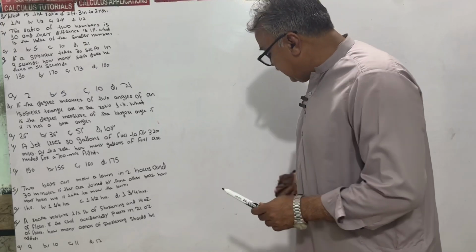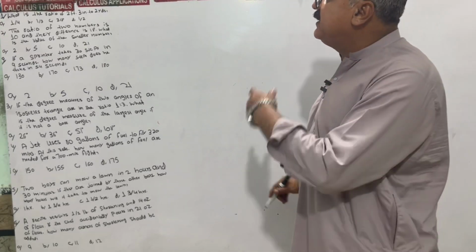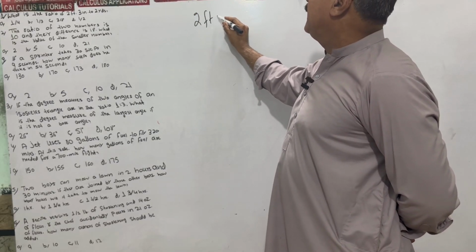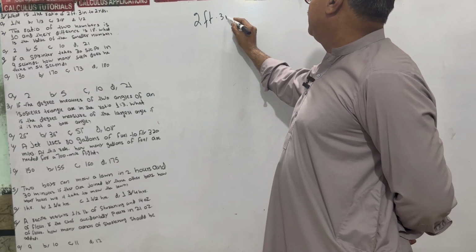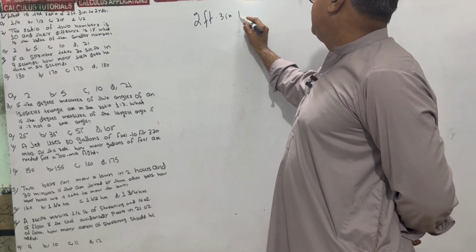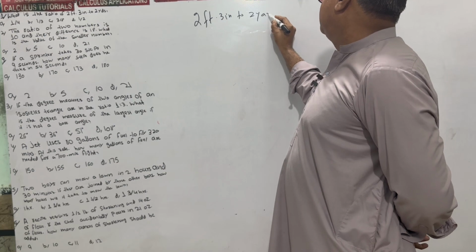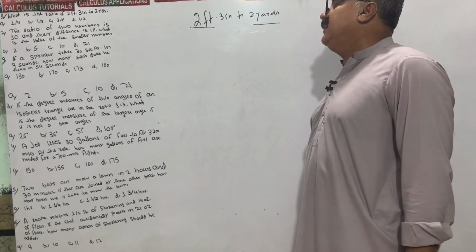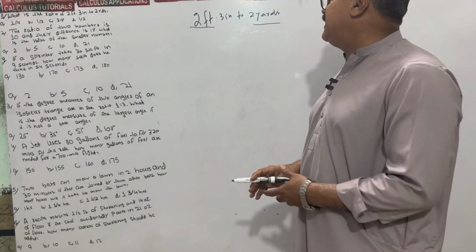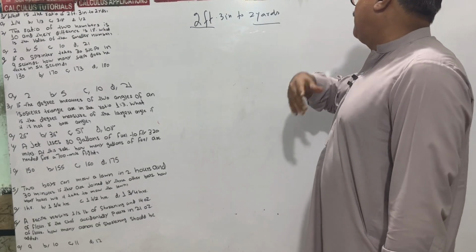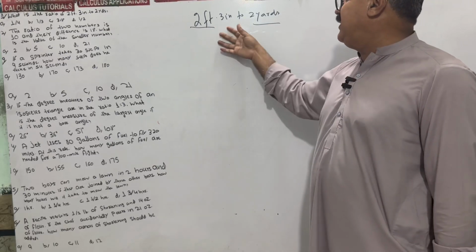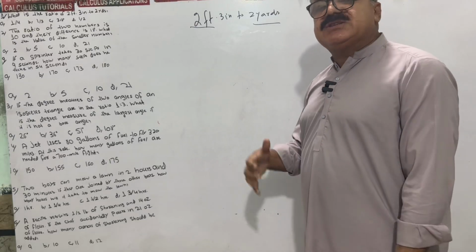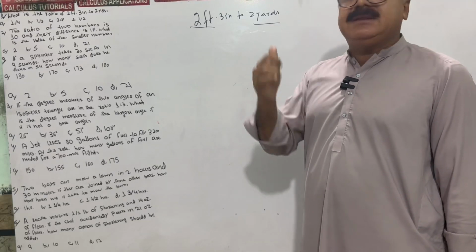Whenever you are dealing with anything, look at this. Now, what is the ratio of 2 feet and 3 inches to 2 yards? Look at this. Units must be parallel. How many categories are there? Feet, inch, yard. They must be in the same unit.